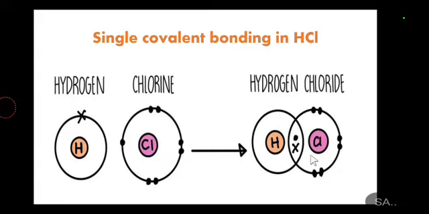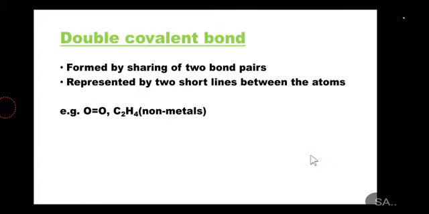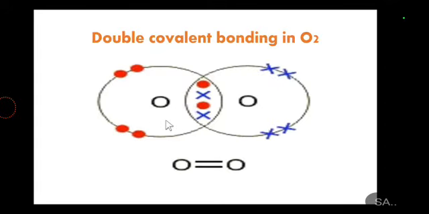I hope that you have understood this concept of single covalent bonding in HCl. Okay, now we are moving towards double covalent bond. It is very easy. It is formed by sharing of two bond pairs, and it is represented by two short lines between the atoms. So the examples are the oxygen gas and the ethene, and they are nonmetals again.